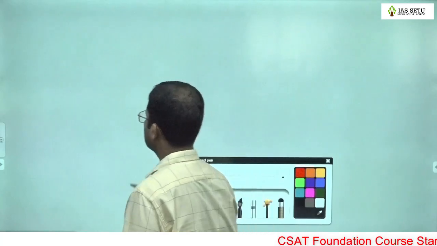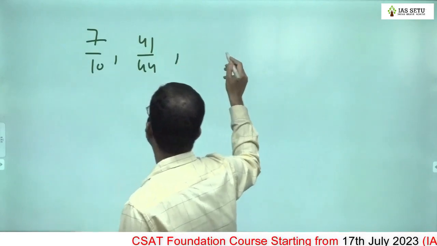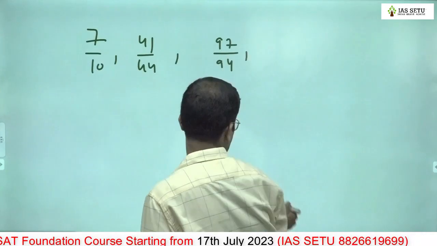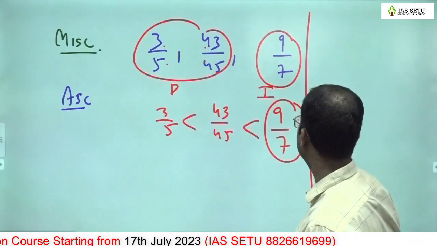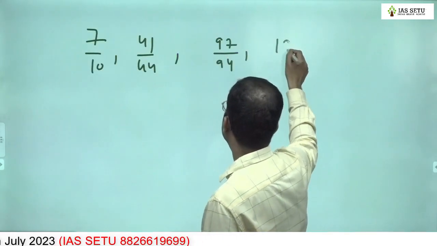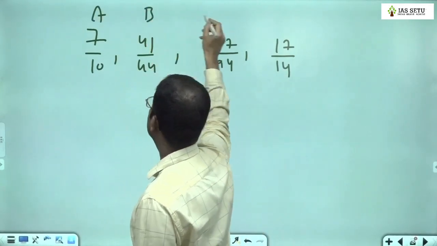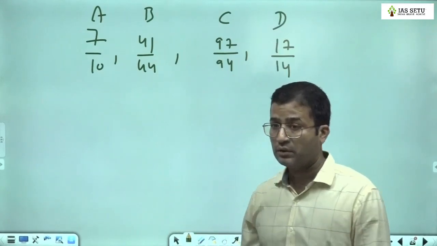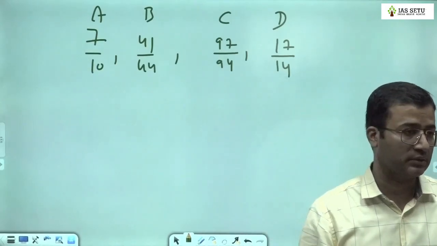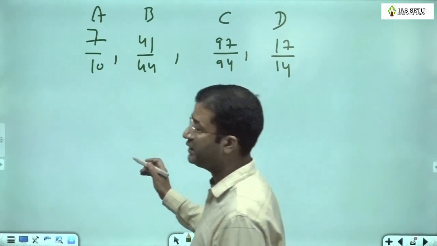My next question is 7/10, 41/44, 97/94 and 17/14. Be careful. There are more chances of cross connection in this question, but if you are careful you will get it correct. You have to arrange A, B, C, D in ascending order.